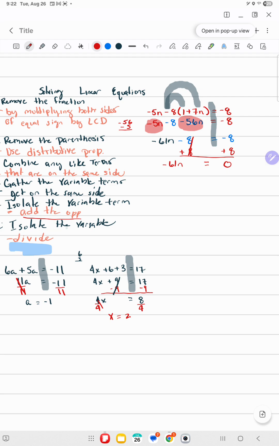Last step is to isolate the variable. The n is not by itself. You've got to get rid of that negative 61. How do you get rid of a negative 61? By dividing by negative 61. So we're going to divide both sides by negative 61. And you end up with n is equal to 0, because 0 divided by anything is still 0.